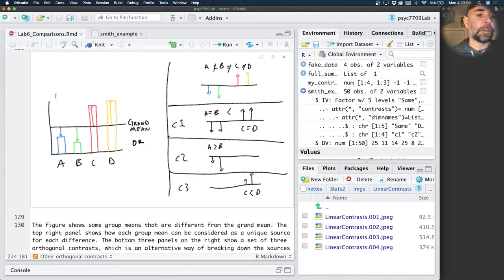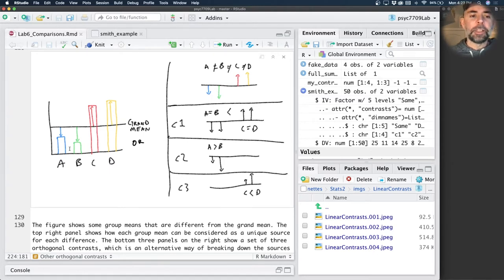So let's get started. Over here we have a graph representing four different group means from an experiment with four different groups: A, B, C, and D. Now I've set the grand mean here in the middle, and I'm saying that groups A and B are a little lower, and groups C and D are a little higher. Now if we thought each group did something different, and there are different reasons why they have different numbers than the grand mean, then we'd be considering something like this top right-hand panel here.